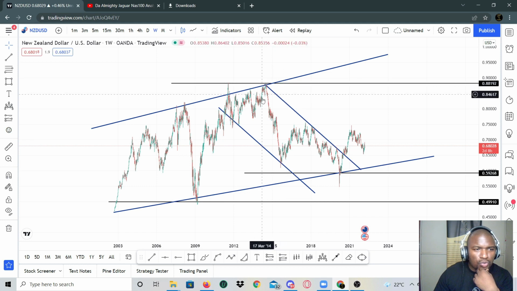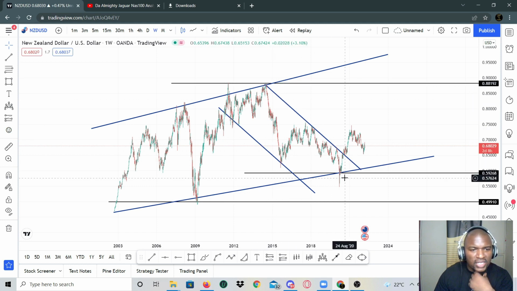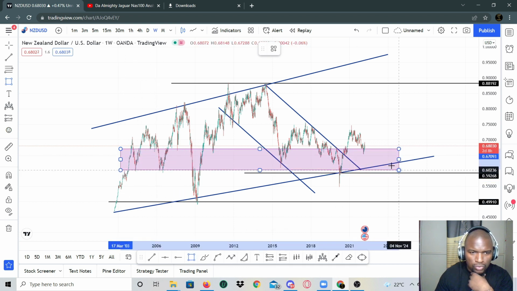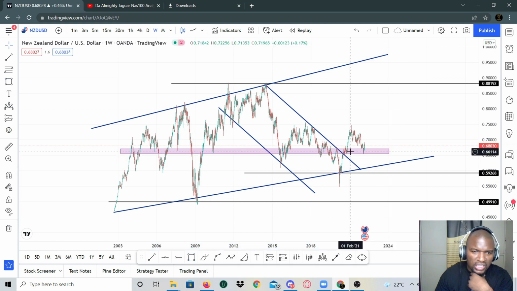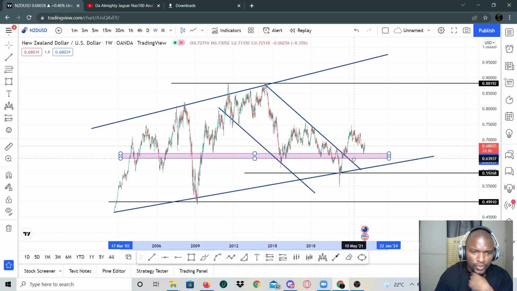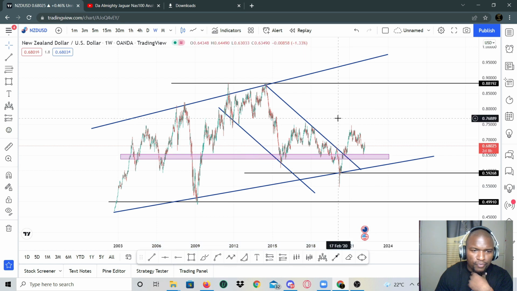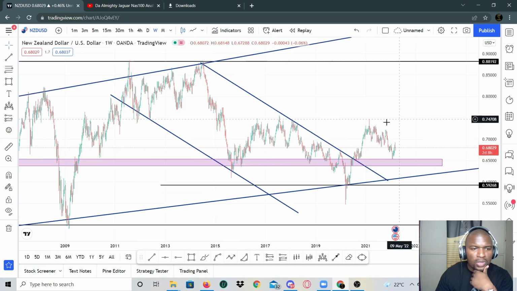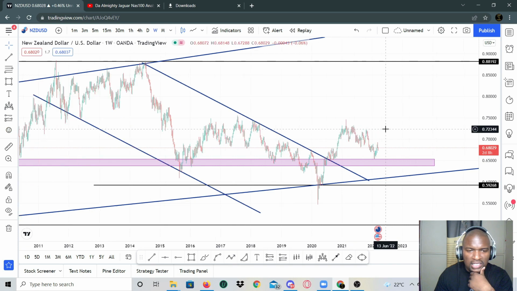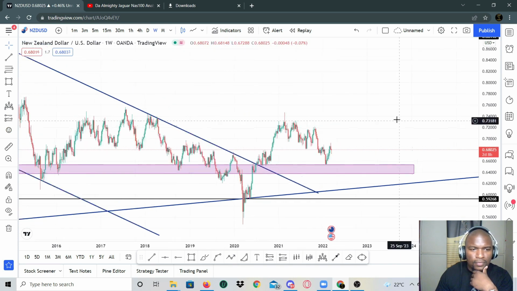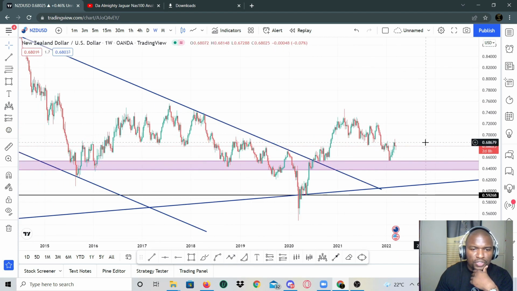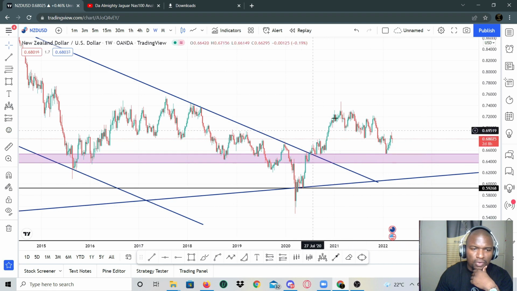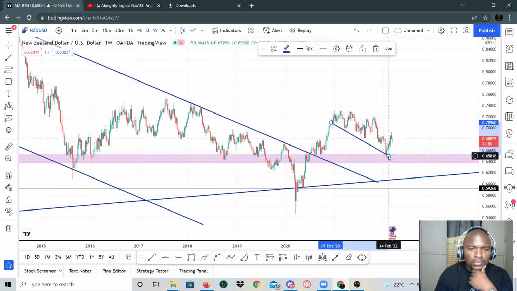to see that we also have this beautiful inverse head and shoulders right here. And now you can mark your zone to see what price is holding for you. This is a beautiful zone right here, which is now indicating to us that we have a beautiful structure that has occurred right there, which is now a falling channel.